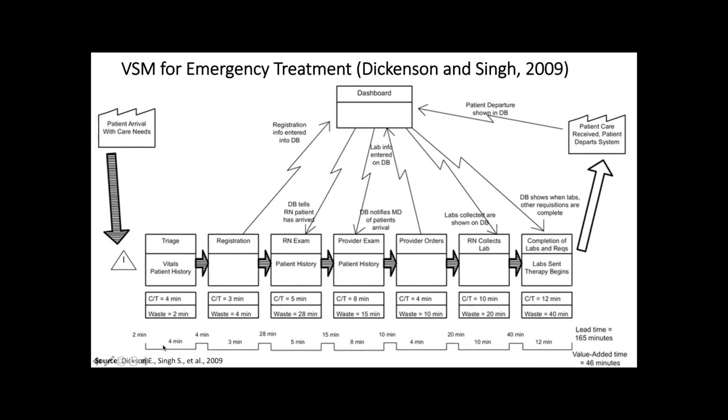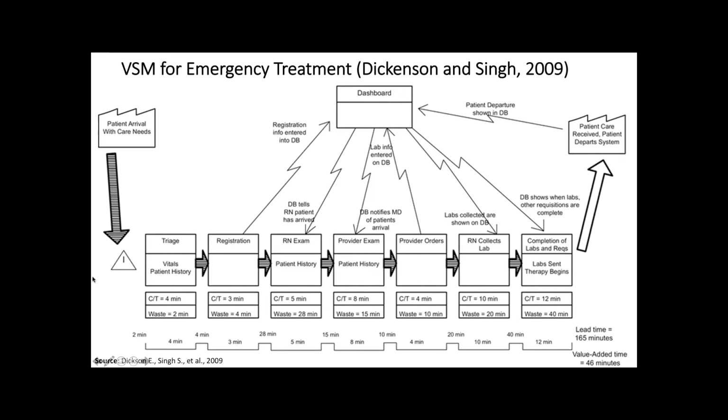Here, this 4-minute text tells you that the whole operation takes 4 minutes, and that's what we see here as the cycle time. This is the time that it takes to perform this operation. And there is about 2 minutes of waiting time before this operation is done, and that waiting time is waste, right? No improvement in the condition of the customer happens during this waiting.